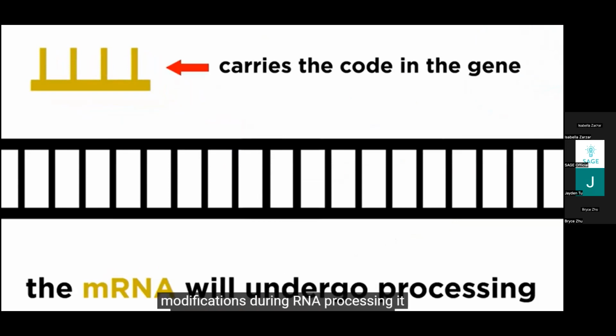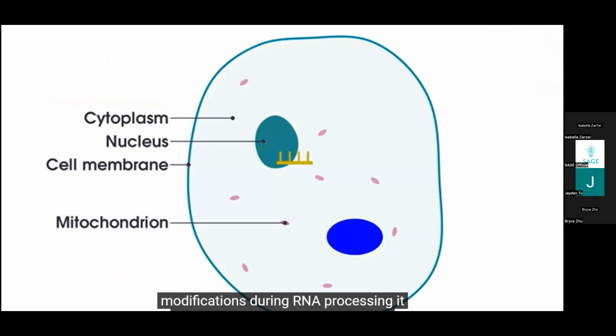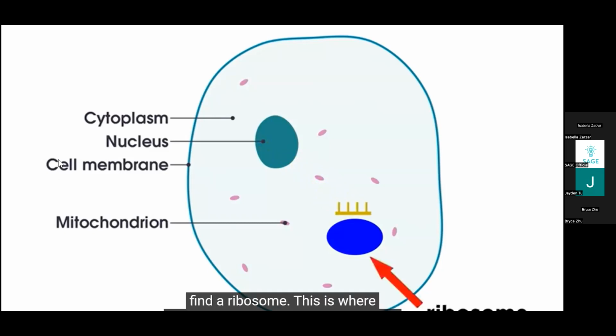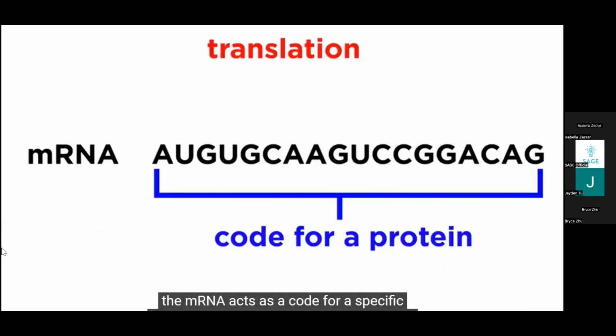And after a few quick modifications during RNA processing, it will leave the nucleus, where all the genetic material, or chromatin, is, and move into the cytoplasm, where it will find a ribosome. This is where translation occurs. During translation, the mRNA acts as a code for a specific protein.